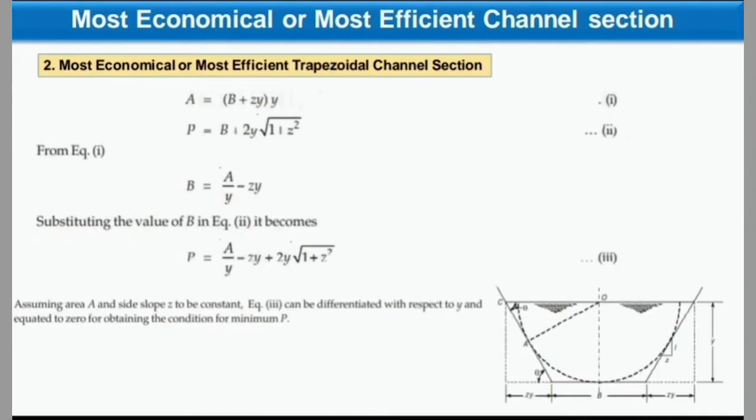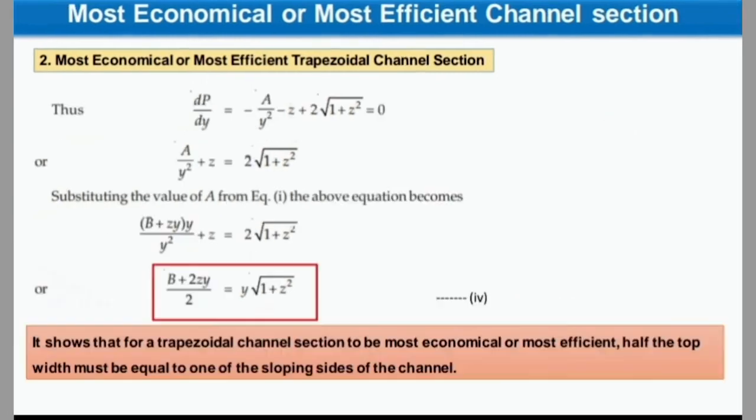Now, trapezoidal channel section. The area of the trapezoidal channel section is given as A is equal to (b plus zy) into y. Y is the depth and b is the bottom width of the channel. The perimeter P is equal to b plus 2y into root of 1 plus z square. From equation 1, we get b equal to A by y minus zy. By substituting the value of b in equation 2, we get P equal to A by y minus zy plus 2y into root of 1 plus z square.